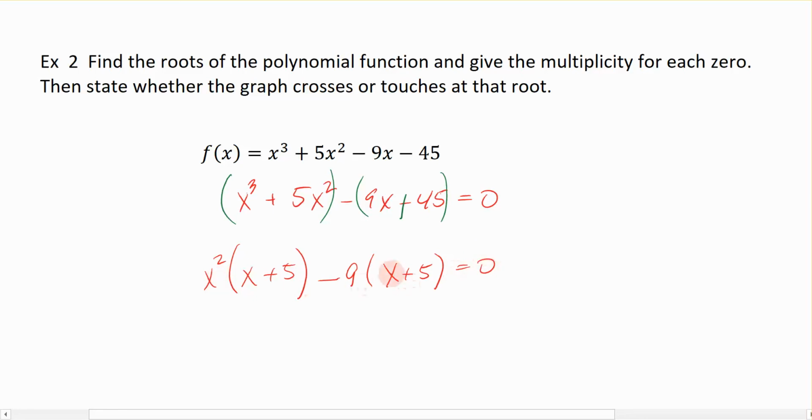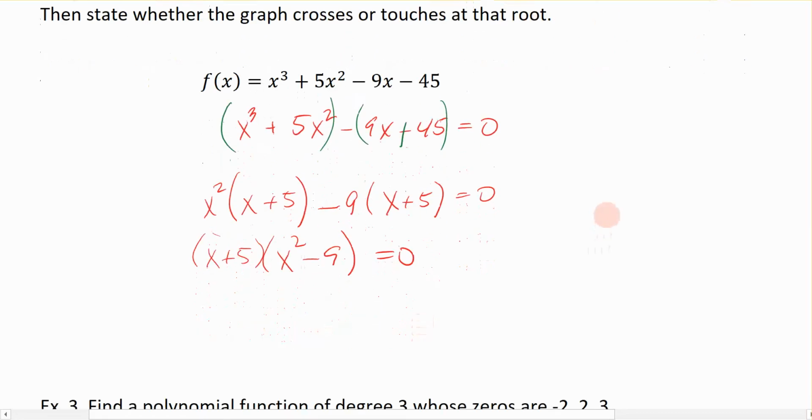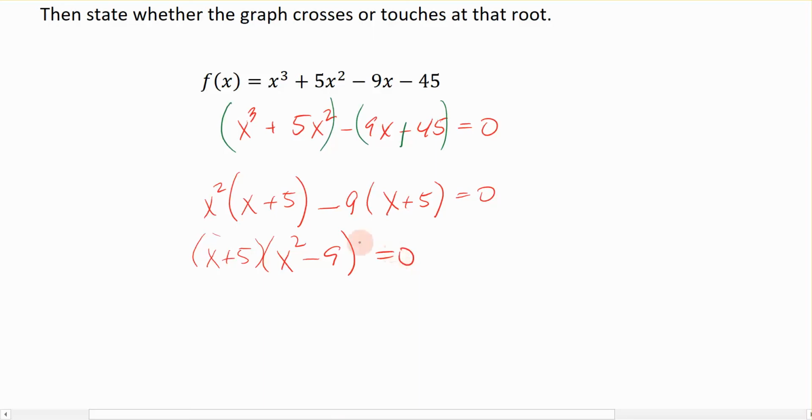Now that I have this, I have two terms. Technically, I have a term here minus a term here. And we want to factor out the greatest common factor between these two terms. Well, the thing in common between those two terms is the x plus 5, or the set of parentheses. So x plus 5 factored out leaves me with x squared minus 9 equals 0. So now I have my function fully factored, set equal to 0, and I take each of the factors and set them equal to 0 to solve.